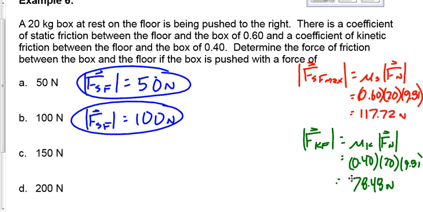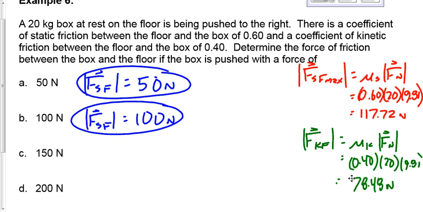Remember we said the kinetic friction is always less than the maximum static friction? It is, right? 78 compared to 117. It's not always less than static friction. Static friction here was 50. Kinetic friction is 78. It's less than the maximum static friction.